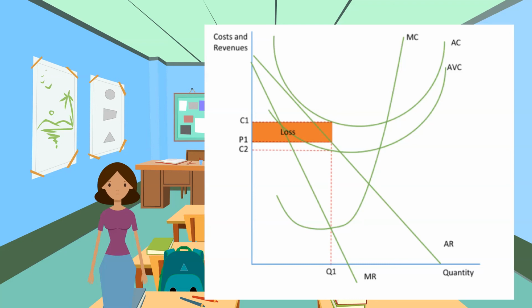In the diagram, the business will continue to produce in the short run. If they are profit maximizing, they will produce where marginal revenue equals marginal cost at the output Q1. This will mean their price is P1, determined by the average revenue curve at this level of output, and their costs are C1, determined by the average cost curve. They are making a loss of the shaded area. However, their average variable cost is only C2 and the average revenue is greater than the average variable cost, so they will produce in the short run.